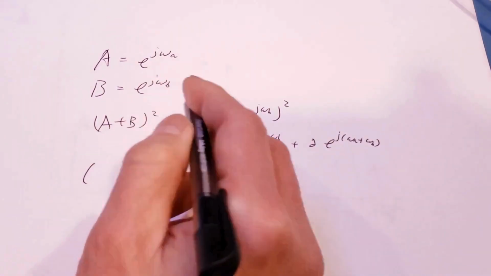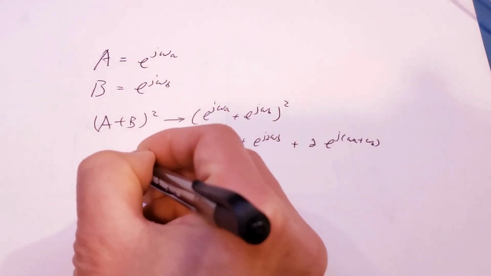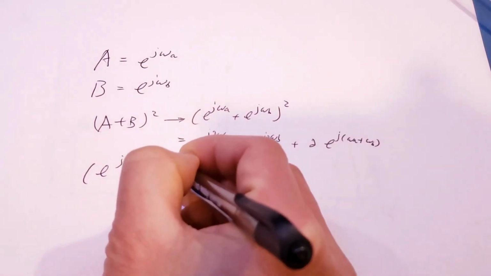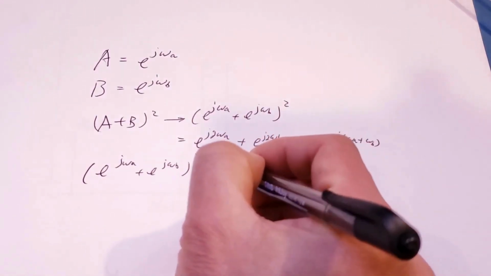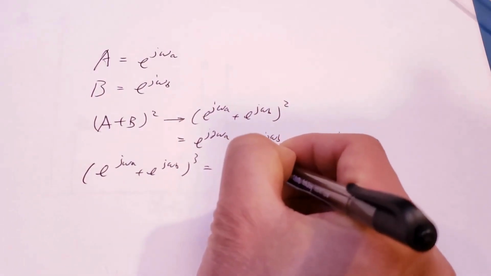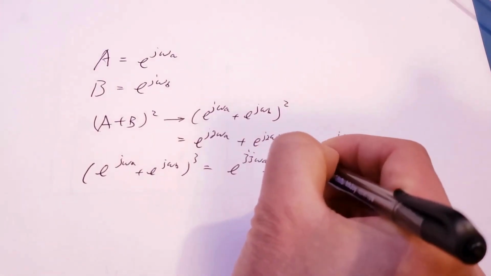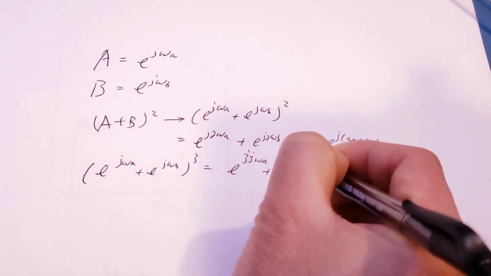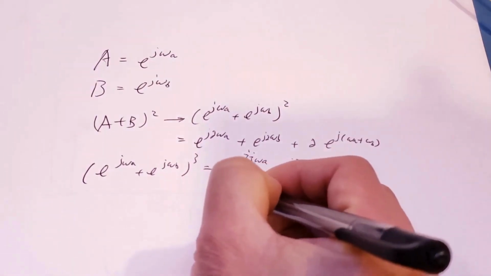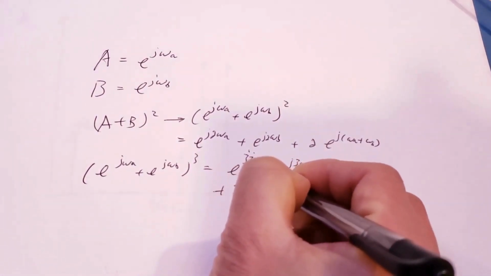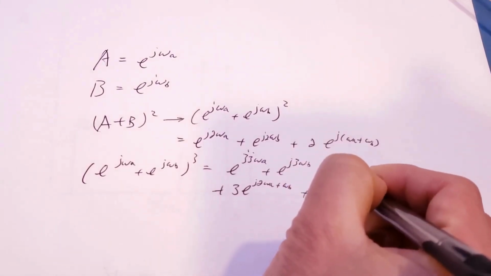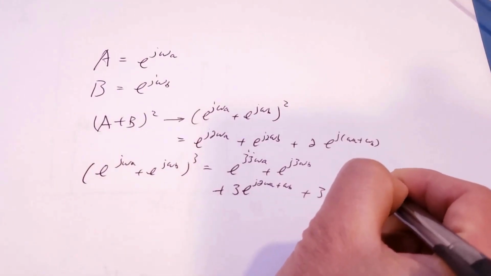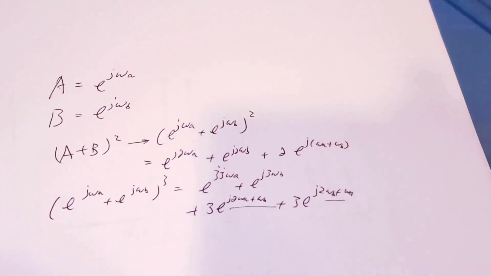Of course, if we do the third order, that's going to be (EJ ωA plus EJ ωB) cubed. And then we have the (EJ)³ ωA plus (EJ)³ ωB plus 3 (EJ)² (ωA plus ωB) plus 3 (EJ)² (ωB plus ωA). Anyway, that's just the mathematics behind this.